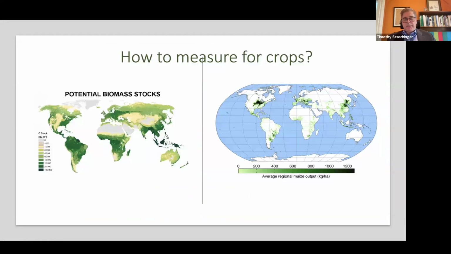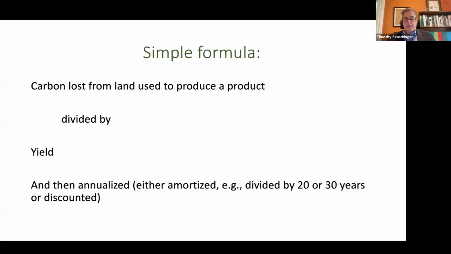And the way we measure it is by individual crop type and livestock type. So here, for example, for corn, here is the amount of carbon that would be stored. This is our estimated amount of carbon that would be stored on land everywhere in the world. And here is the land that's used for corn. And you basically come up with an estimated carbon loss for each acre, each hectare of land used for corn. And from that, you can ultimately derive a carbon loss per ton of corn on a global basis. And so the number is pretty simple. It's the carbon loss from land used to produce a product like corn divided by the yield.